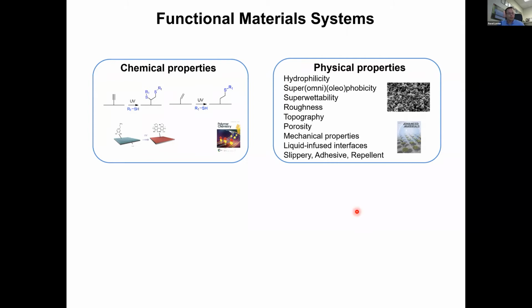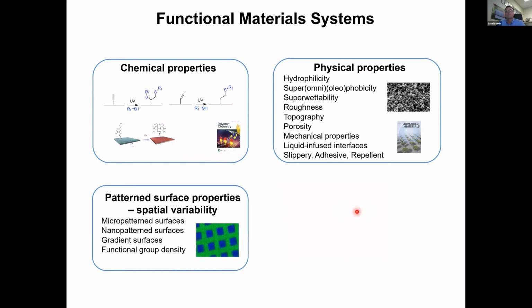Then it's important to remember that biological interfaces, natural interfaces that are functional, are not homogeneous. They have patterns of functionalities, they have gradients of functionalities, and if we want to mimic some of the biological functions, we need also methods and tools to control both chemical and physical properties in space, to make patterns, to make gradients, to make different structures.